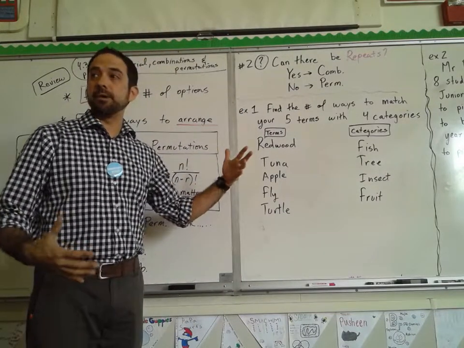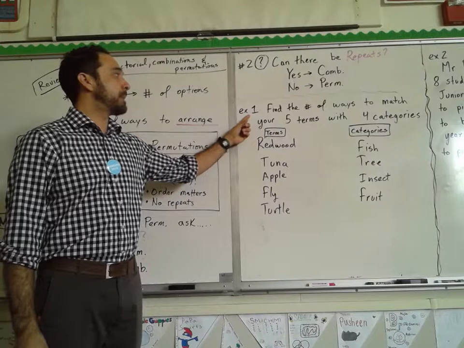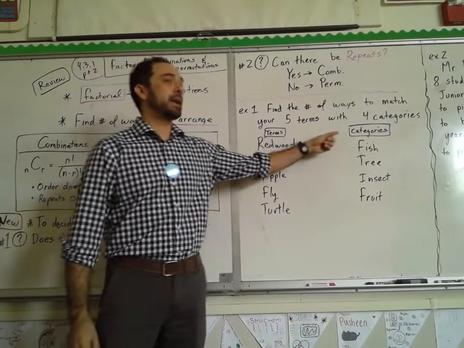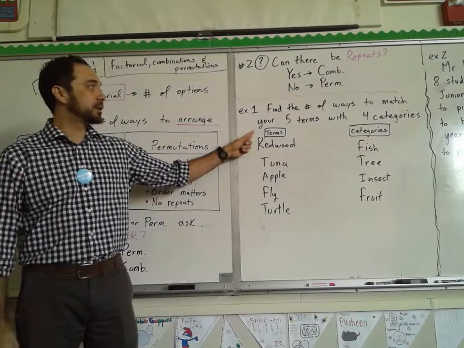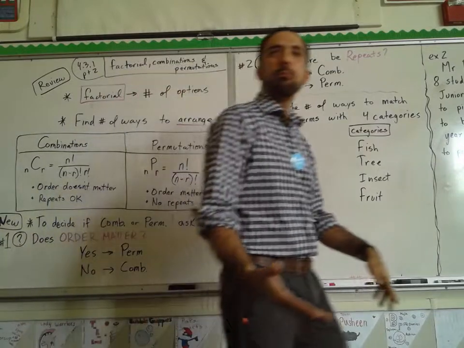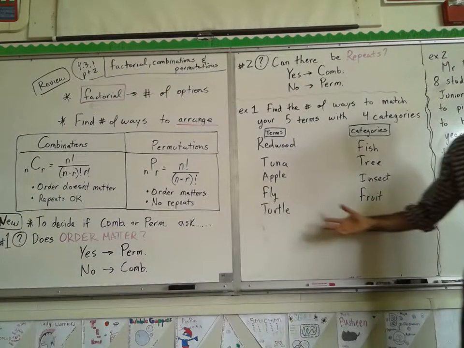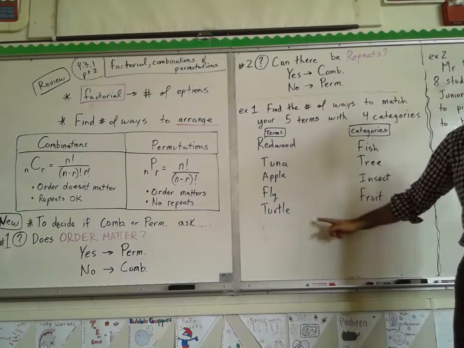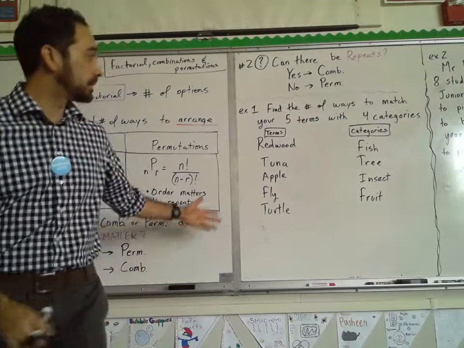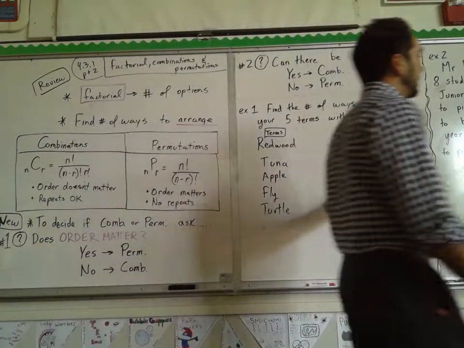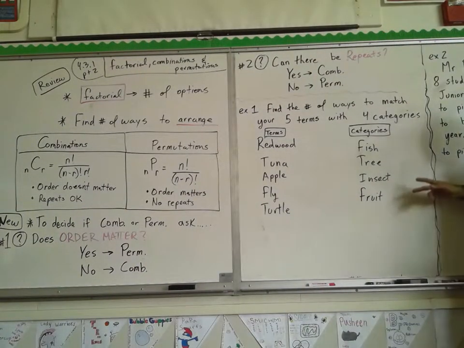All right, example 1, and we're going to ask our 2 questions to figure out which one we're dealing with. Find the number of ways to match your 5 terms with 4 categories. So here are our terms and our categories. Are all my terms going to match with 1 category? No. Okay. Right. So now I'm not going to use all my terms, but I do have 1, 2, 3, 4, 5 options here. That's my total. Think of the menu, right? These are the items on the menu. The number of items on the menu here, we have 5. The number of desired outcomes, or things you're going to order, here's what you're going to match.